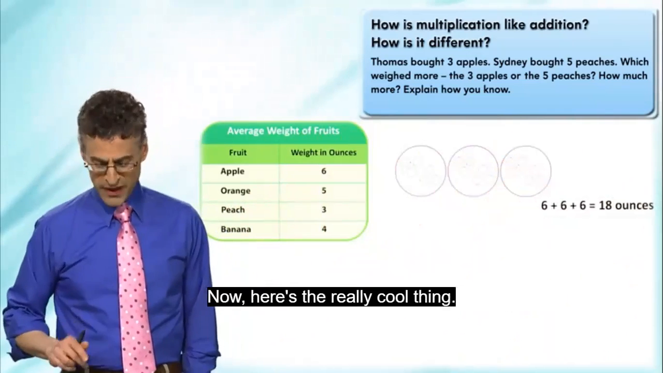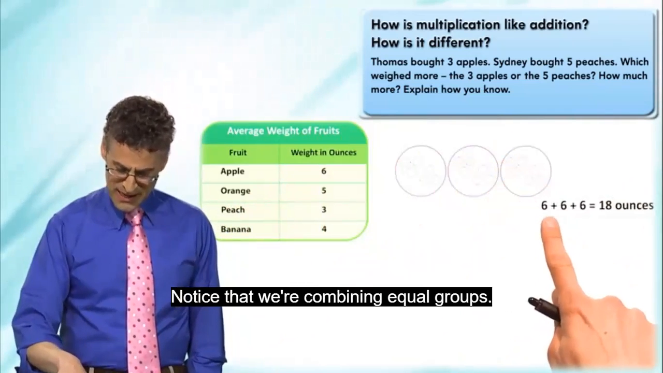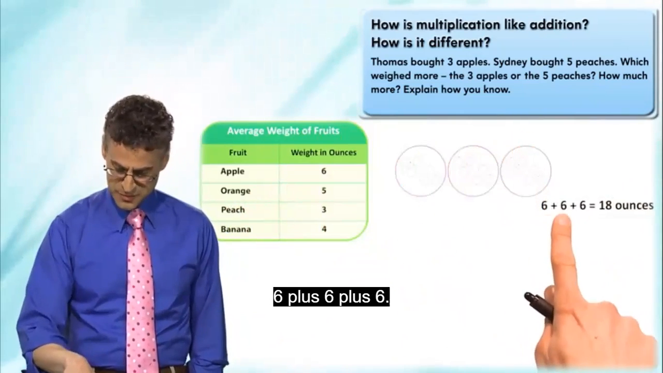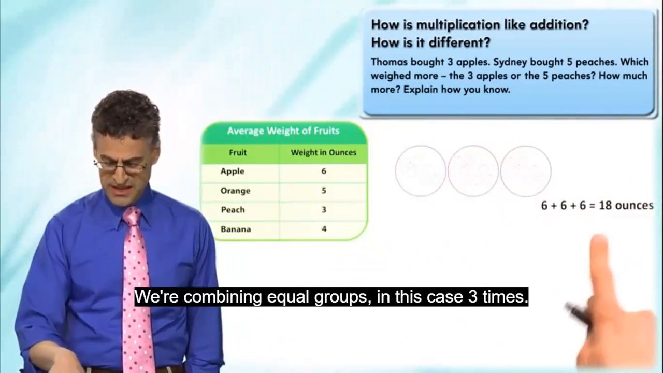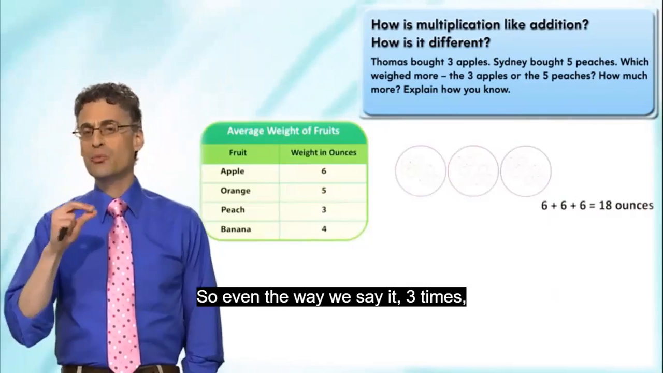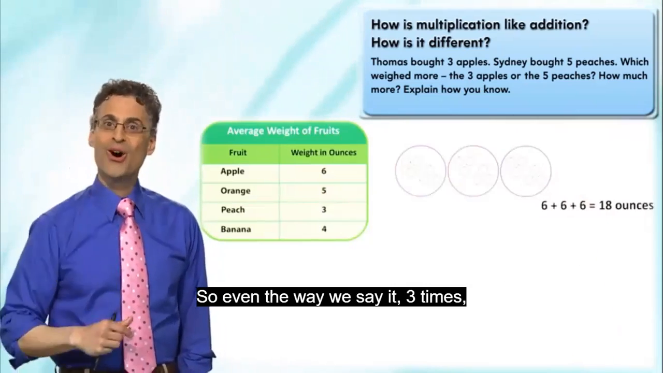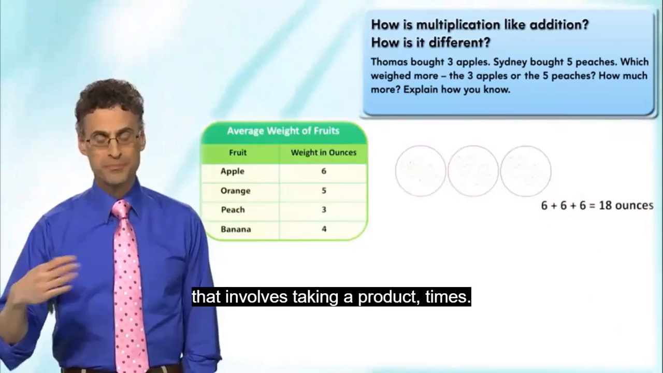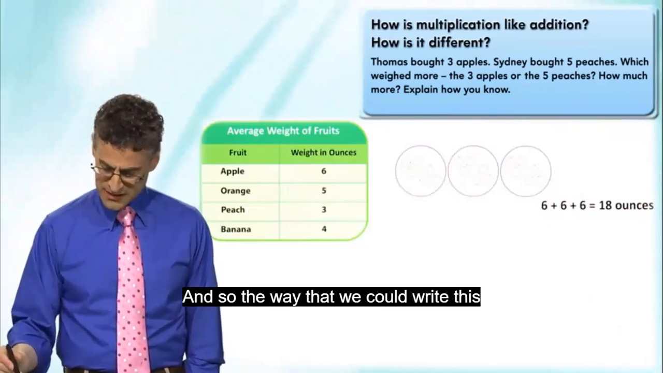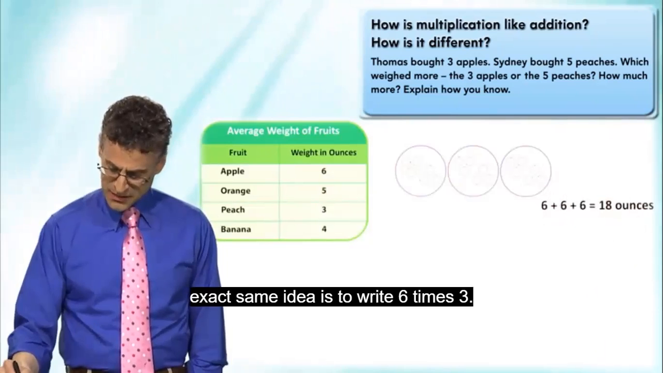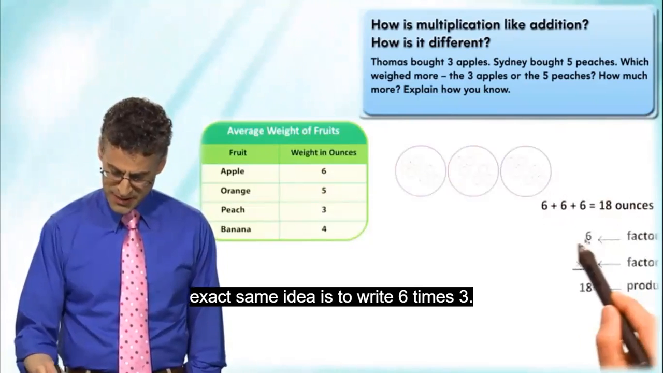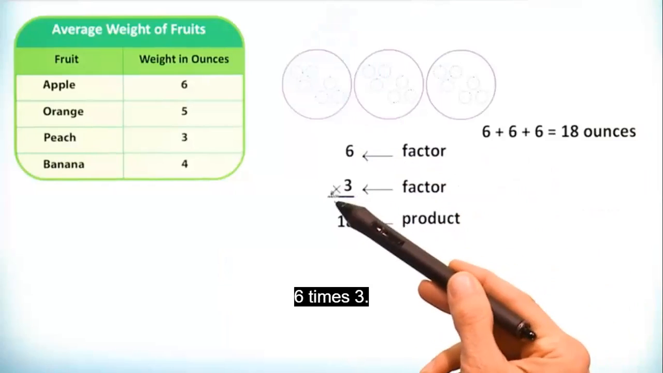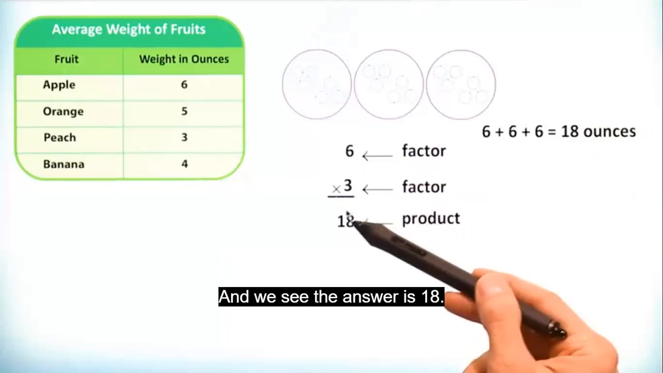Now, here's the really cool thing. Check it out. Notice that we're combining equal groups, 6 plus 6 plus 6. We're combining equal groups, in this case, 3 times. So even the way we say it, 3 times, cues us in that this is going to involve taking a product, times. And so the way we could write this exact same idea is to write 6 times 3. And here's how it would look. 6 times 3. And we see the answer is 18.